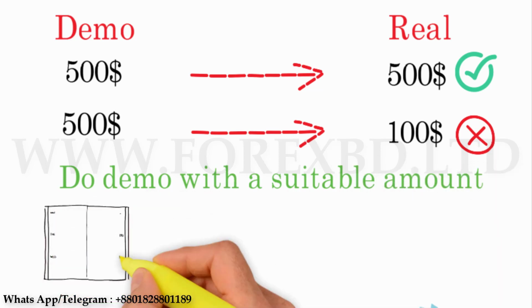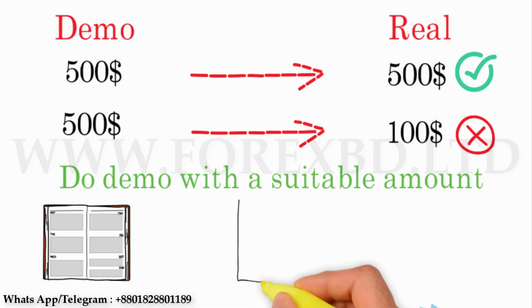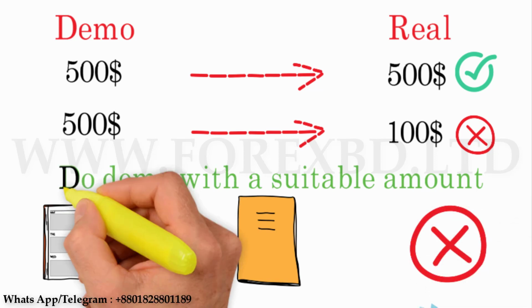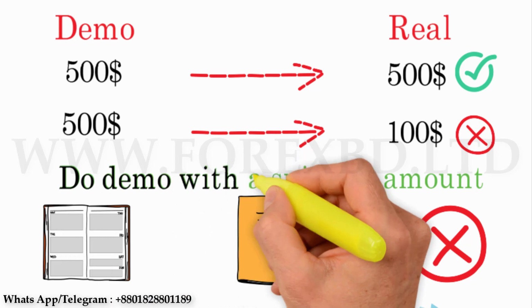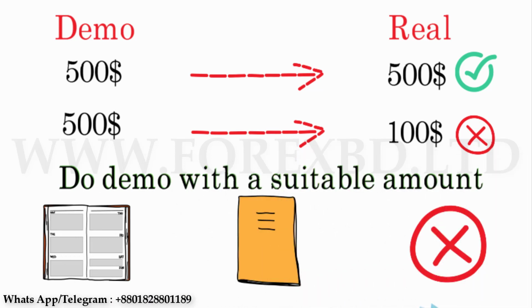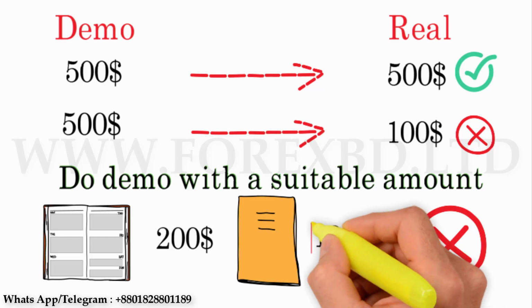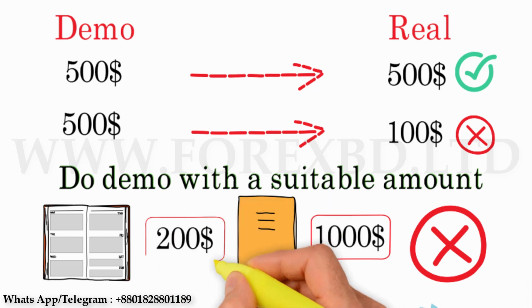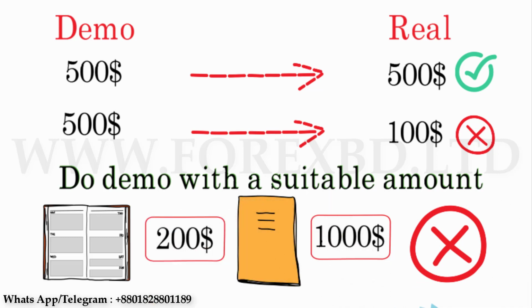For example, if you read a book of class 8 and go to the exam hall, then you see that all questions are from class 9. Then you cannot write something good, because you didn't read the book of class 9. There are many Forex traders who don't have the ability to deposit $200, but they do demo with $1,000 and they face loss in a real account, because the risks of $200 and $1,000 are not the same. However, to improve your skill, or if you can't afford it, there is one more thing you can do.